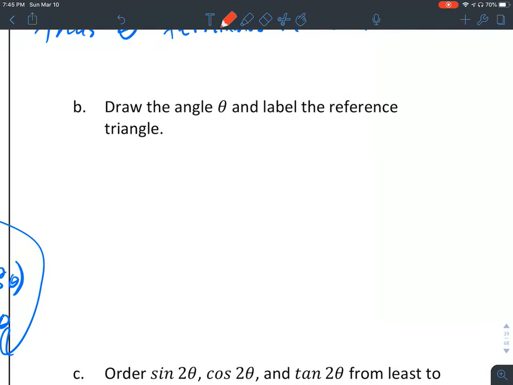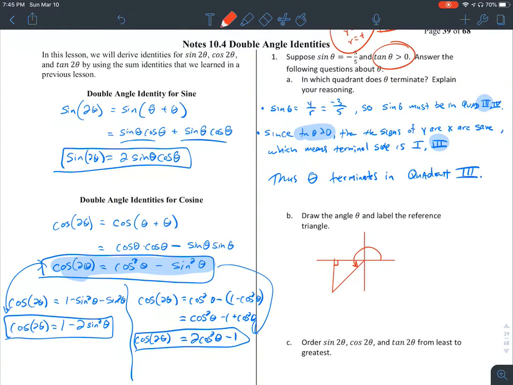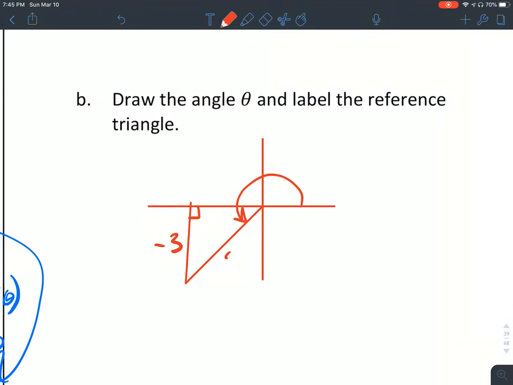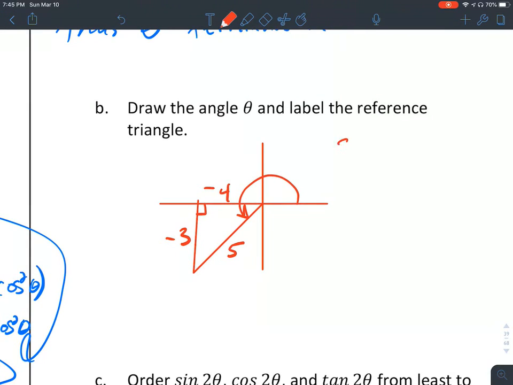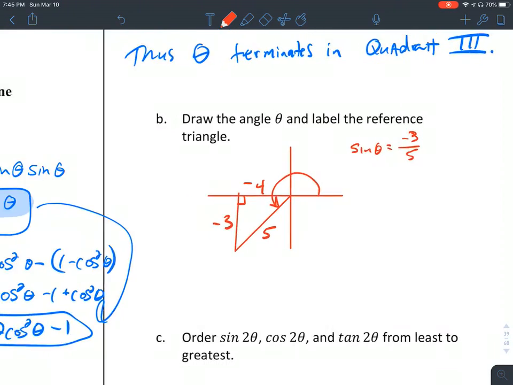B, draw angle theta and label the reference triangle. Well, we established this in quadrant 3. This is always going to be a right reference triangle. We said from what we were given that y is -3 and that r is 5. This is a Pythagorean triple, a 3, 4, 5 triangle. Quadrant 3, x has to be negative. Once again, we know this because sine of theta is -3/5.